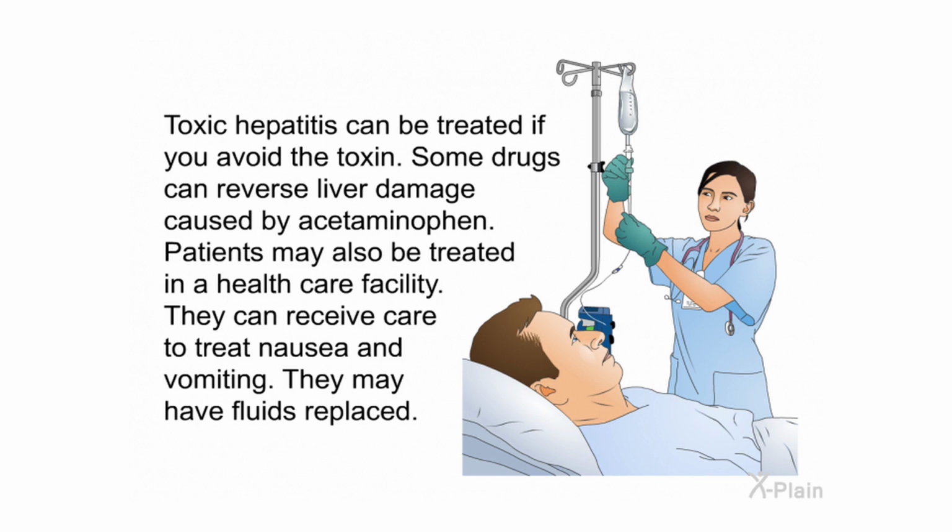Toxic hepatitis can be treated if you avoid the toxin. Some drugs can reverse liver damage caused by acetaminophen. Patients may also be treated in a healthcare facility. They can receive care to treat nausea and vomiting. They may have fluids replaced.